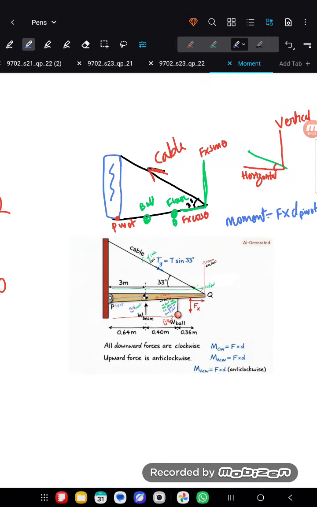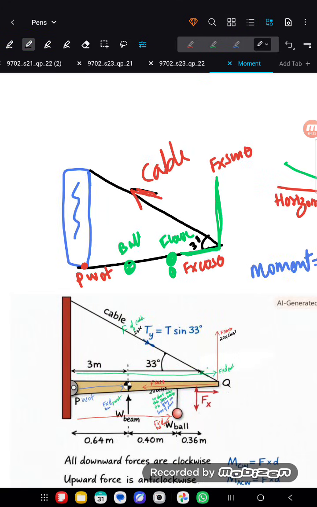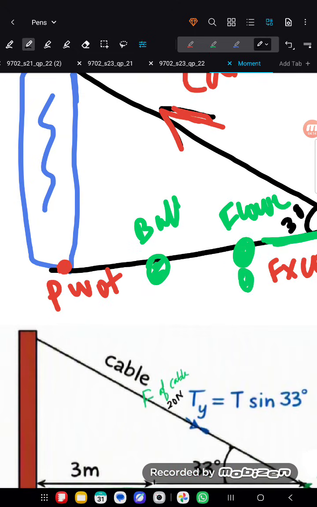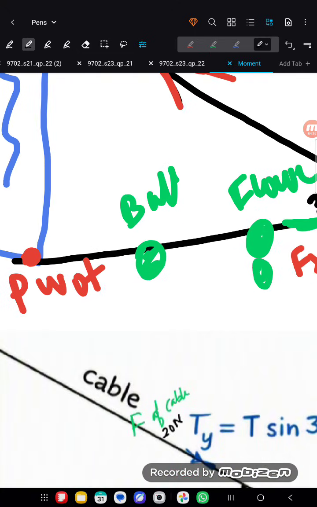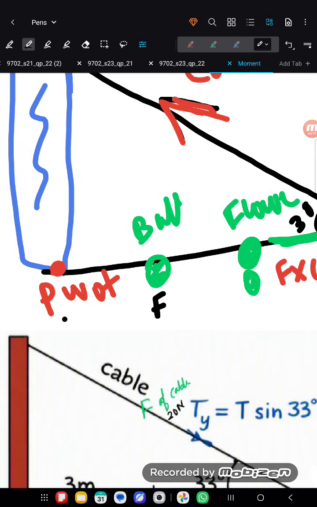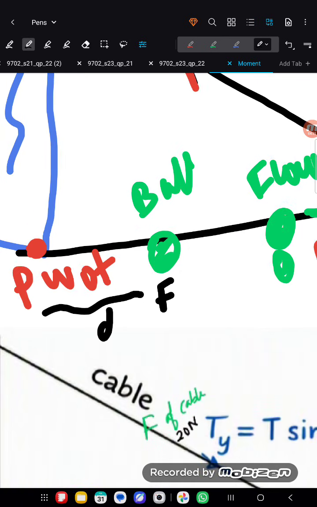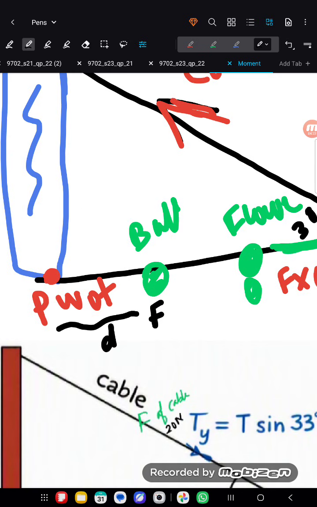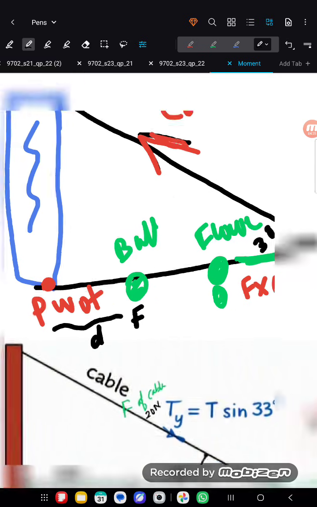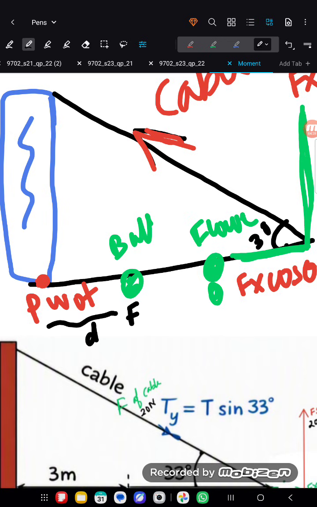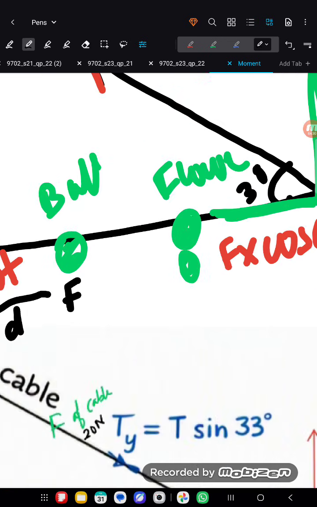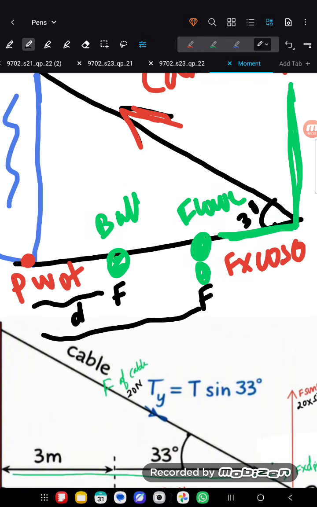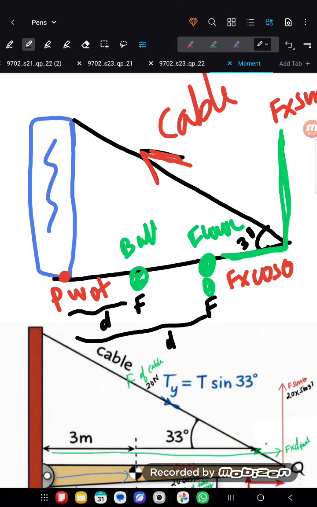Okay, so for example, if you want to find this one, you should know this weight, the force, but also you should know the distance of this, right? So you can find the force of the ball and moment of the ball. And if you want to find the moment of the flower, you should know force and you should know distance from where? From the pivot. So that's why you should know the pivot point.